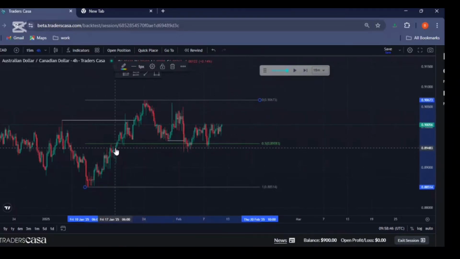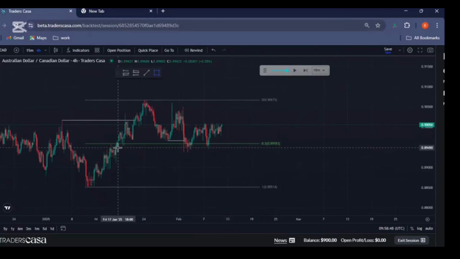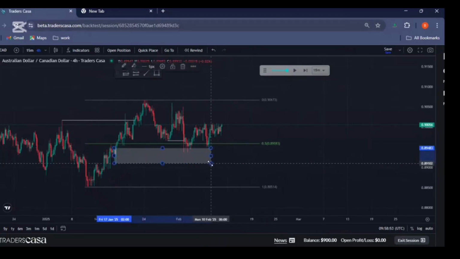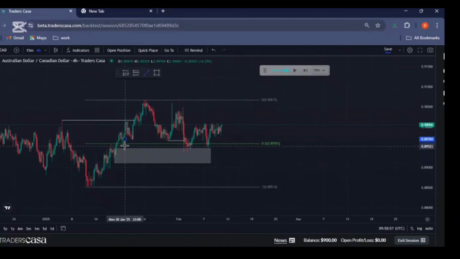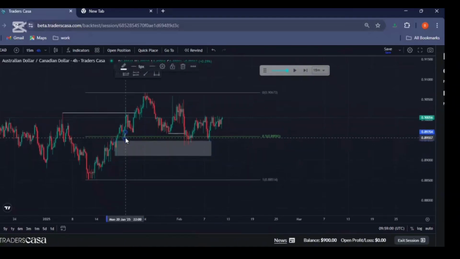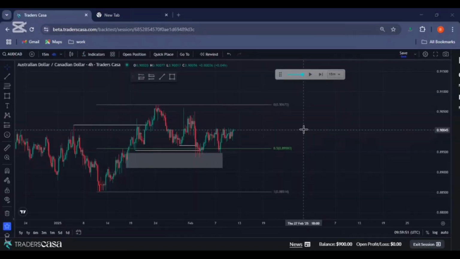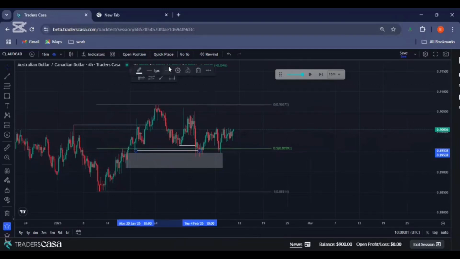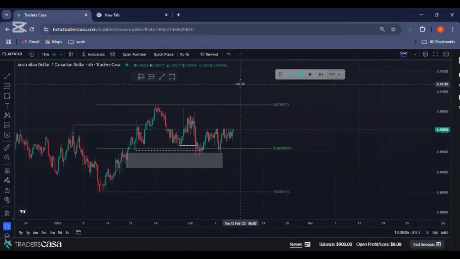Okay. So it tapped into this demand zone here. That's what it did. And now it's trying to push up from here, sweeping this liquidity right here. We'll talk about liquidity shortly, also in future videos. We'll talk about liquidity sweep later, but it swept this liquidity right here, and now it's planning to keep on pushing.